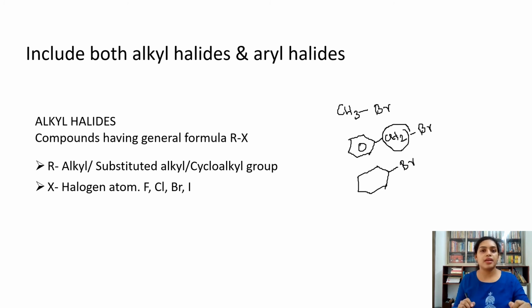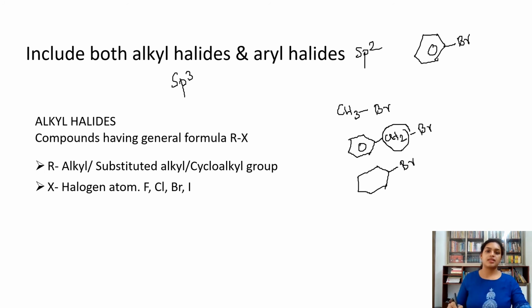Otherwise, we can give another definition: alkyl halides are those compounds in which the halogen atoms are attached to an sp3 carbon atom. And aryl halides are those halides in which the halogen is directly attached to an aromatic ring. So the carbon atom will be sp2 and this halogen is directly attached to an aromatic ring. For example, this is bromobenzene, an aryl halide. And methyl bromide, benzyl bromide, and cyclohexyl bromide are examples of alkyl halides.